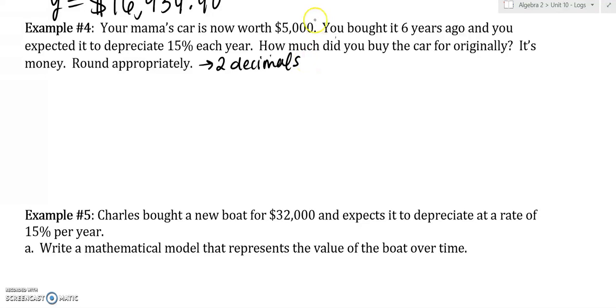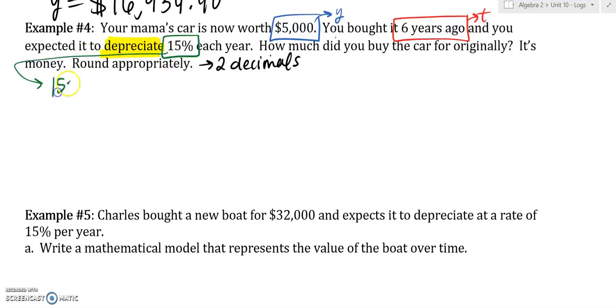So let's pick through the information. She got this car and she now has a value of the car of $5,000. That's the final, right? How much it's worth. She bought it 6 years ago. That's time, right? T. You expected it to depreciate, so that means decrease at a rate of 15%, and that is 0.15. You need it to be decimal. How much did she buy this car for originally? That is asking about A. What is the initial value on the car? Did she buy it for $100,000 or $20,000? That's what we're looking for.